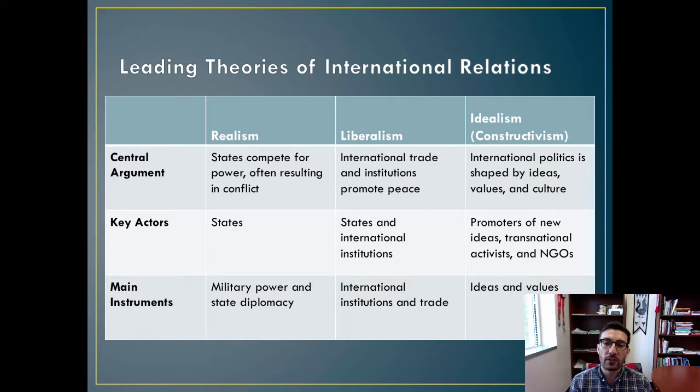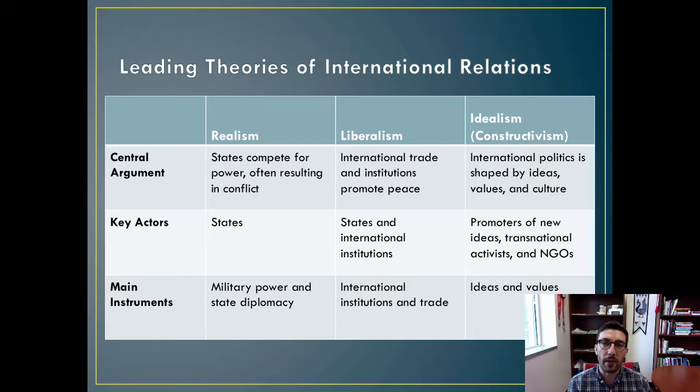But where you have international institutions in place, it suggests that some states are willing to give up a little bit of their individual ability to make decisions because they think that the decisions made by international institutions will incorporate more views and perhaps lead to more cooperation and less conflict. And so the main instruments that are utilized in a liberal school of thought are international institutions and also trade. Through these two areas, liberals argue these are the things that really matter in international relations.